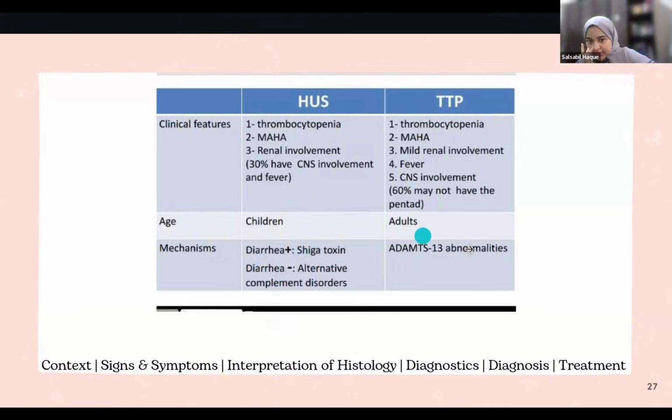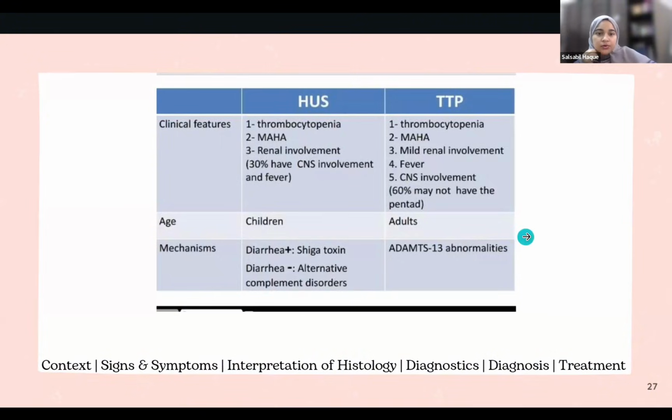And here it's ADAMTS13. So ADAMTS13 is a protein that cleaves von Willebrand factor. So when you can't cleave von Willebrand factor, these von Willebrand factors are huge and they kind of activate on their own. So this causes thrombocytopenia and thrombosis and the stuff that you see here, basically, hemolytic anemia.